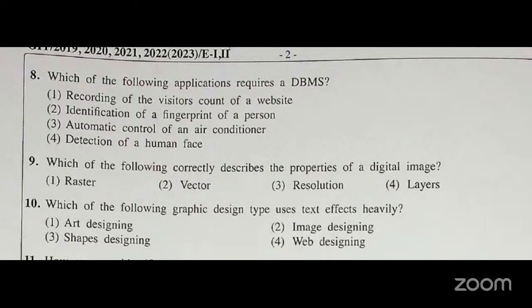Which of the following correctly describes the properties of a digital image? Like what, Lamine, what is it? Obviously it's the third one, right? Resolution, kids. Which of the following graphic design types uses text effects heavily? Text effects heavily. Who uses it, kids? It's web design, Lamine.